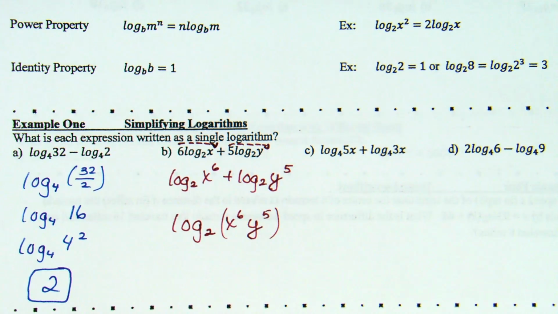Anything else? That's all we can do, isn't it? Yeah. Because they're x and y, I can't really go any further. If there were numbers, things might still be able to happen. But they're x and the y, I'm pretty much done right there.